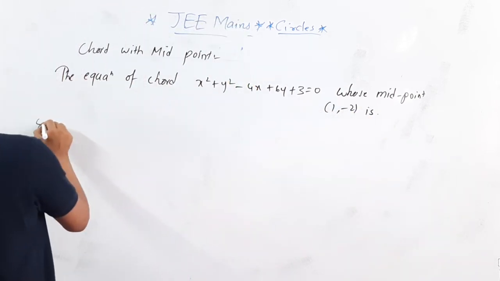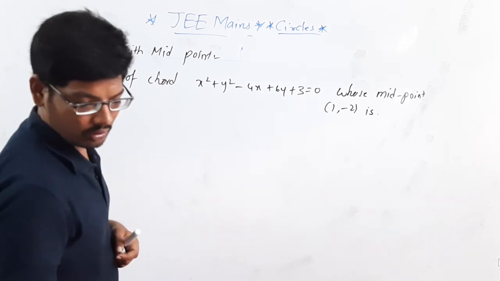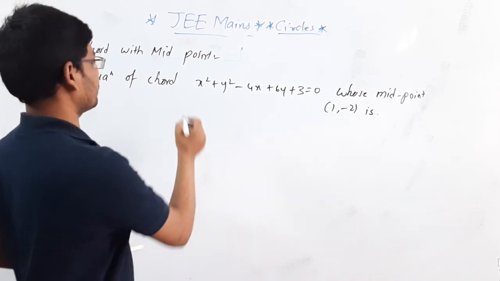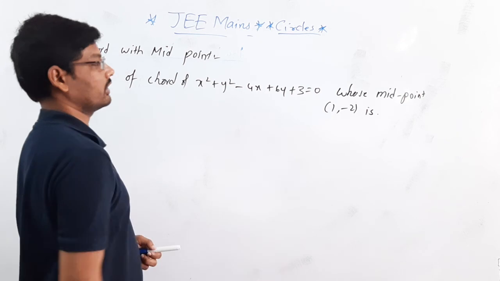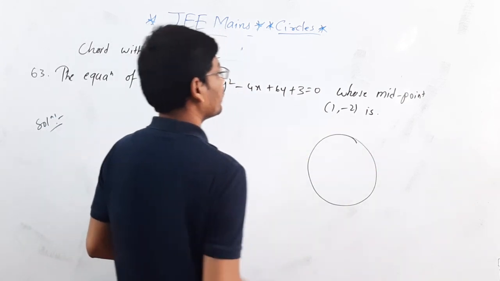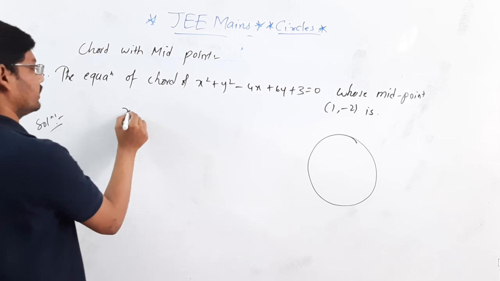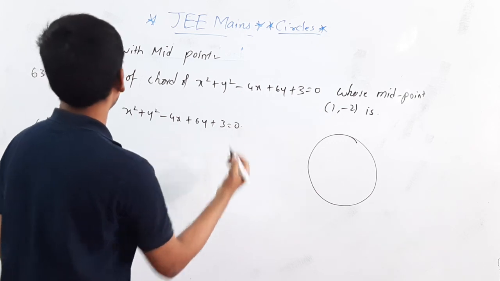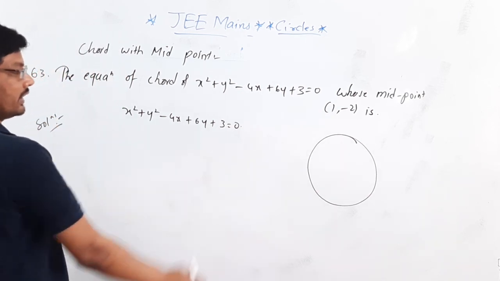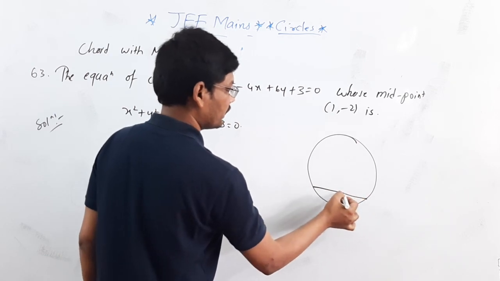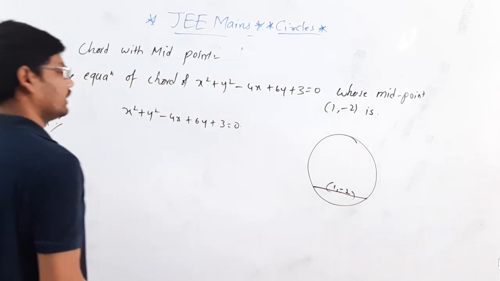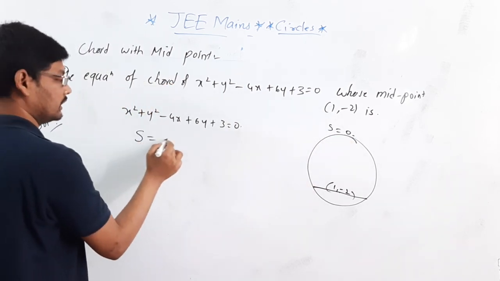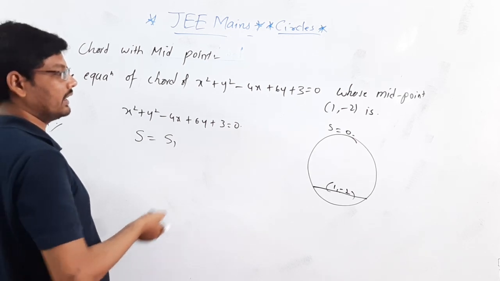And the solution for this one, this is question 63 here. The circle is x square plus y square minus 4x plus 6y plus 3 is equal to 0. Here we need to find the equation of a chord, and the midpoint is 1 comma minus 2. This is circle S is equal to 0, and the condition is S is equal to S1, then only we can find the equation here.